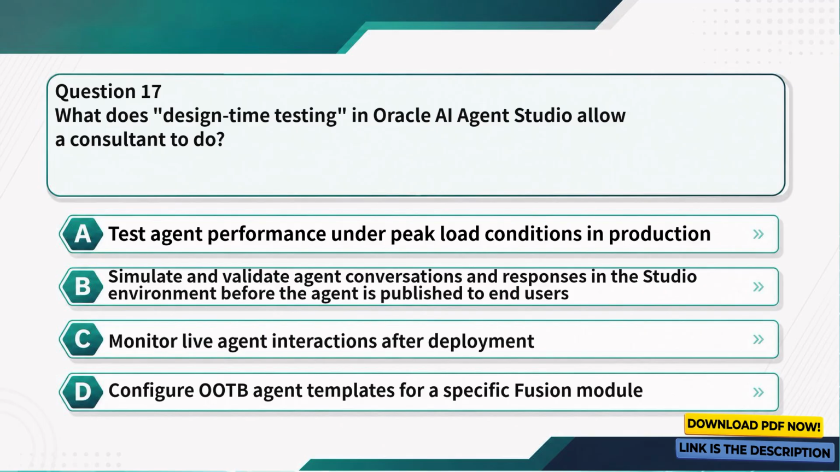A. Test agent performance under peak load conditions in production. B. Simulate and validate agent conversations and responses in the studio environment before the agent is published to end users. C. Monitor live agent interactions after deployment. D. Configure OOTB agent templates for a specific Fusion module.